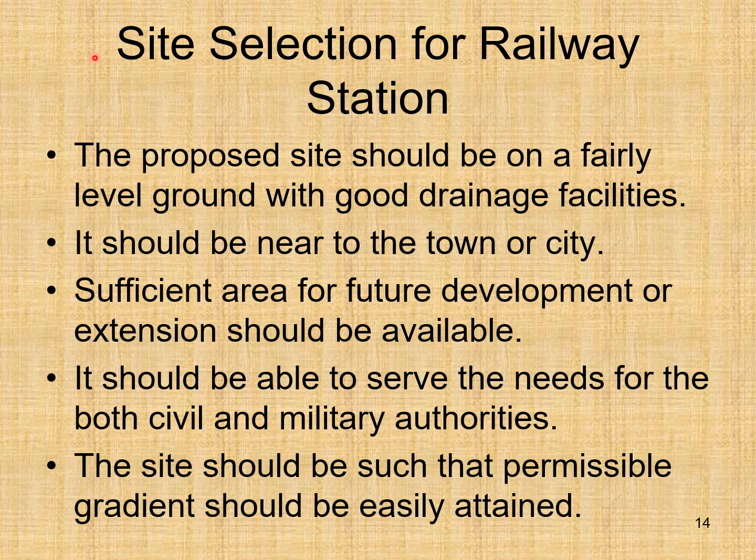Site selection for railway station. The proposed site should be on fairly level ground with good drainage facilities. It should be near to the town or city. Sufficient area for future development or extension should be available. It should be able to serve the needs of both civil and military authorities. The site should be such that the permissible gradient can be easily attained.